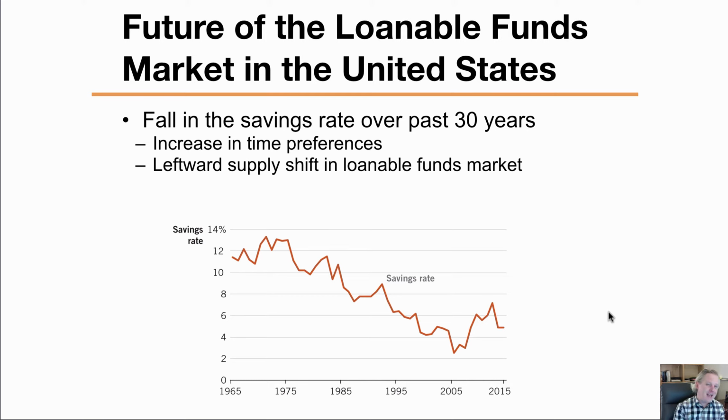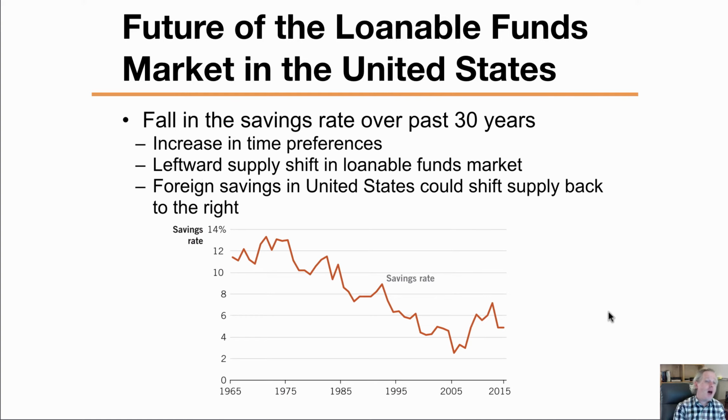So that causes a leftward shift in the supply of loanable funds. People are saving less, so the overall loanable funds market, the supply curve has shifted in and to the left. But foreign savings in the United States have gone up over this same time period. This is the savings rate of American households, all right? So some of that shift in the supply of loanable funds has been met by foreign savings in the United States.